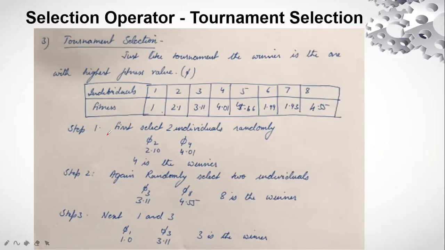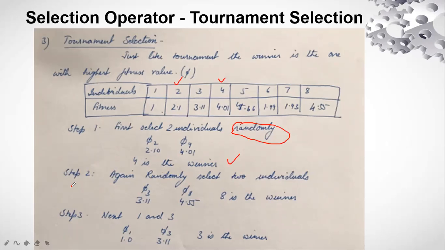Now what is the first step? Firstly, we are going to select any two individuals randomly. Just remember, don't get confused about how we select the initial individuals. We select the individuals randomly. So let's say we have selected 2 and 4 randomly, right? Out of these, who has the better fitness value? 2.1, 4.01. So 4.01 is the better fitness value. So who wins? 4 wins. So 4 is the winner for step 1.